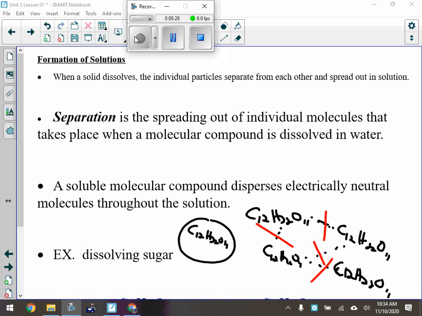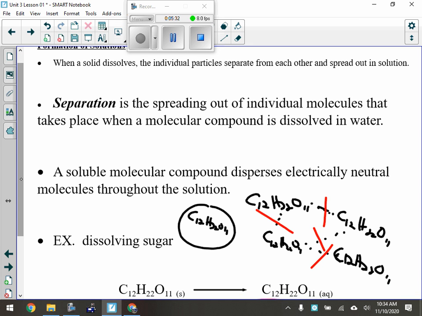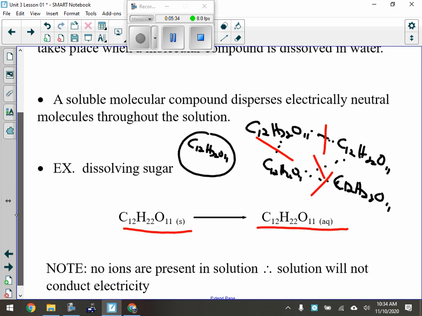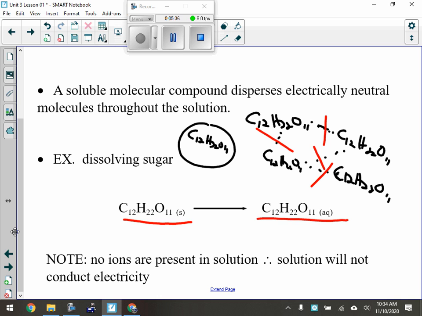Separation is spreading out of individual molecules. It takes place when a molecular compound is dissolved in water. Make sure you underline that. Make sure you know that. So basically what they're saying here is this: if you take a molecular compound and you put it into water, it's going to break apart.